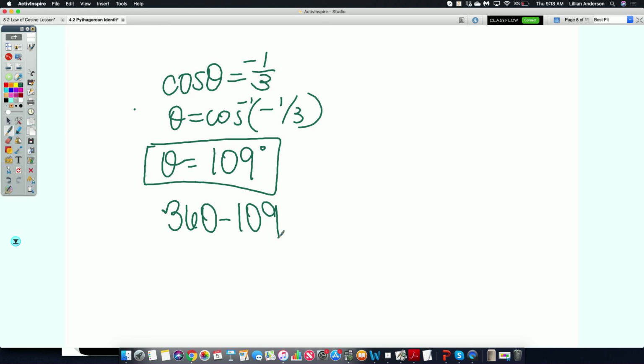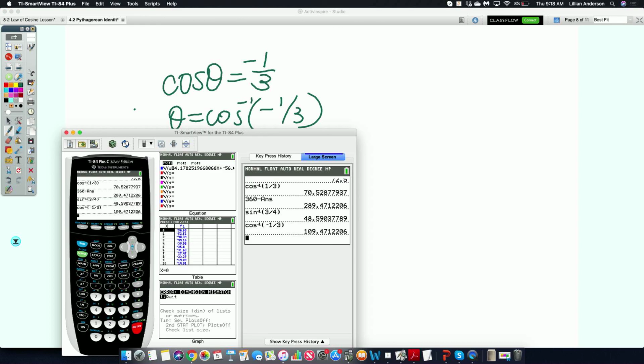Okay? If you did 180, you'll get an angle that's not between 180 and 270. You have to give you the one that's going to give you in between 180 and 270. So then you do 360 minus that. Then you get 250. Okay?